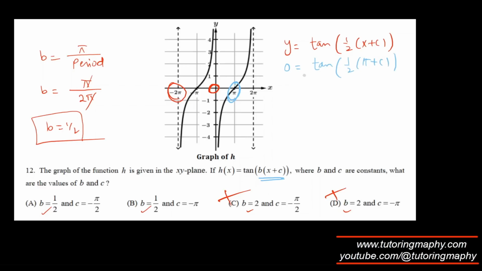And when is tan 0? Tan is 0 when this thing is also 0, because tan of 0 is 0. So which means that pi plus c is 0, which means that c is equal to negative pi. So negative pi is over here. So the answer is option B.